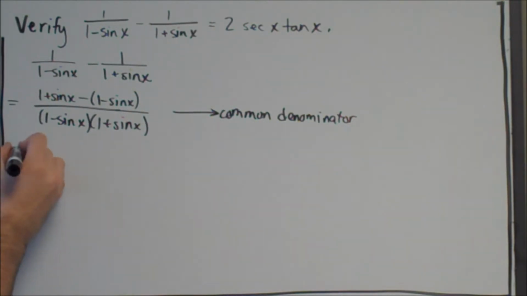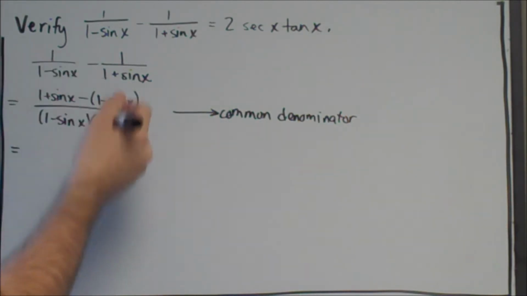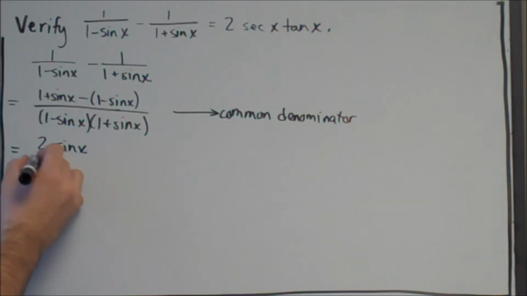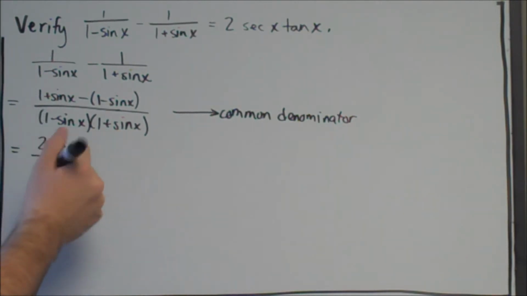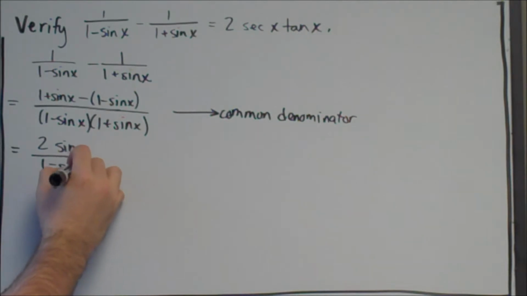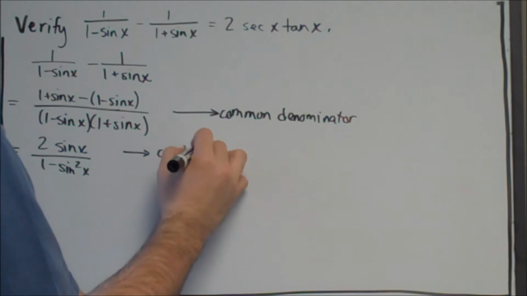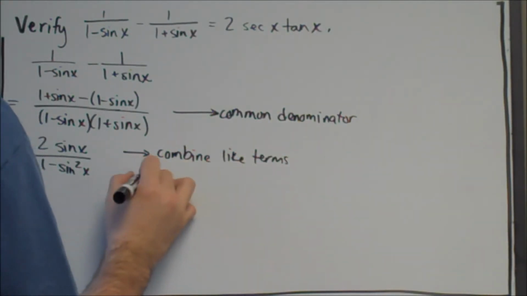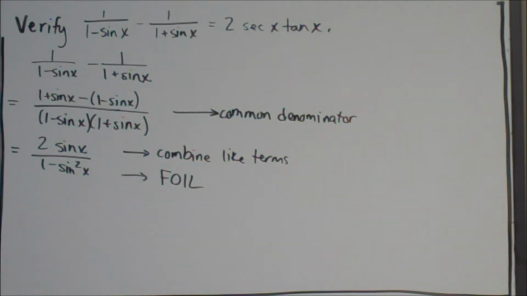Okay, so if we simplify both the numerator and the denominator, the numerator should go to 2 sine x. And then the denominator, you can see this is factored as a difference of squares. So it's 1 minus sine squared x. So this was combining like terms. And this one we foiled.